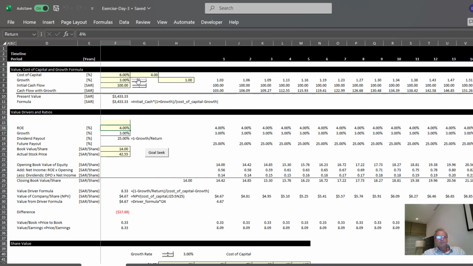So the lower growth affects the PE ratio and the return affects the PE ratio. We can't get this benchmark number of 1 for the price to book ratio the way we did it before, but we can start seeing things.